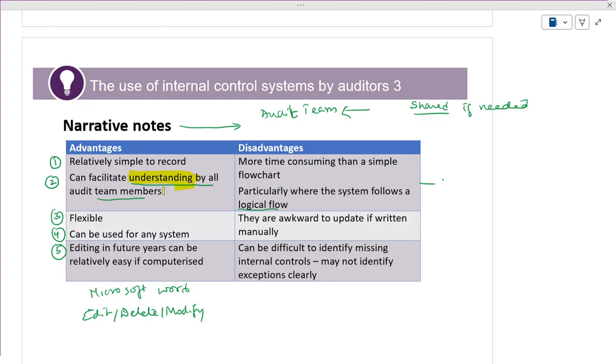X, Y, we cannot say that. In the flow chart, I will talk about logical flow. Okay? If it is yes, you have to do this. If it is no, you have to do this. There is nothing like that here.